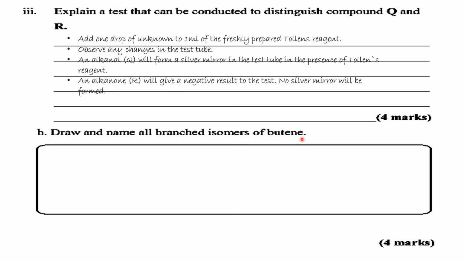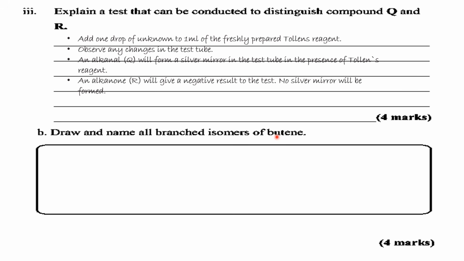Remember, butene is an alkene with a double bond. So we are asked to draw all branched isomers of butene. As a matter of fact, there are only 2 isomers that you can draw.